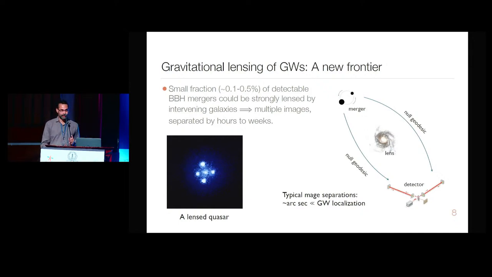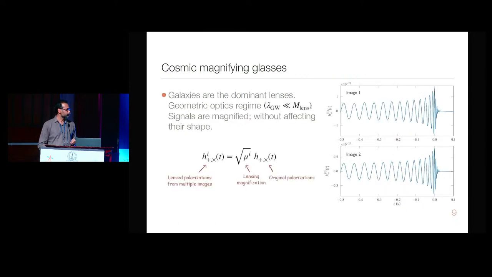But one very interesting aspect of this is that most of our sources are transient sources. And we will see them, signals arriving at the Earth at different times. So you will see multiple copies of the same signals arriving at different times. And the time delays could be order minutes to several months, depending on the mass of the lens.